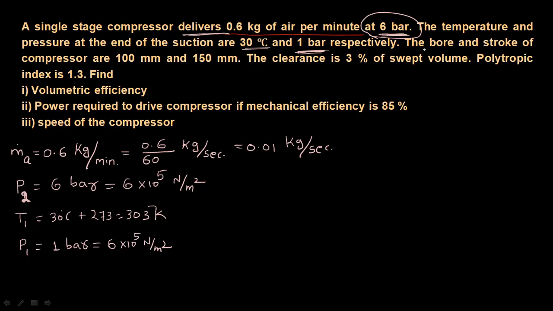Now next, the bore and stroke of the compressor are 100 millimeter and 150 millimeter. Bore means diameter. Diameter equals 100 millimeter, or 0.1 meter, and the stroke length equals 150 millimeter, or 0.15 meter.